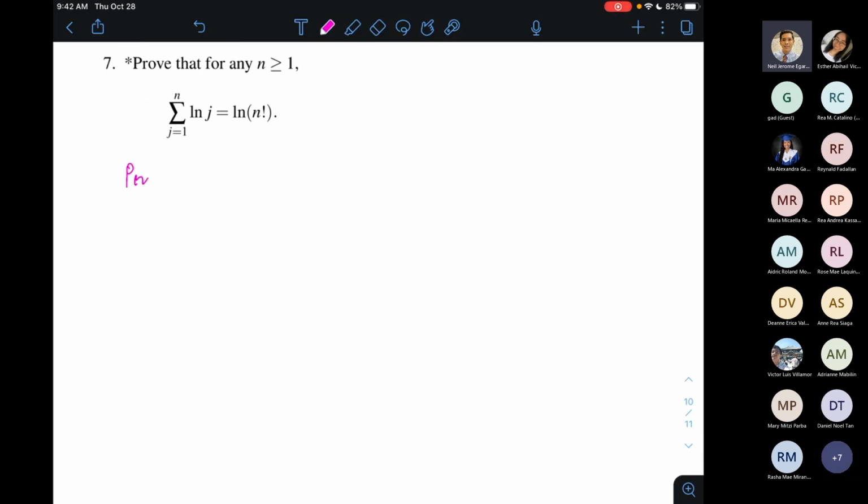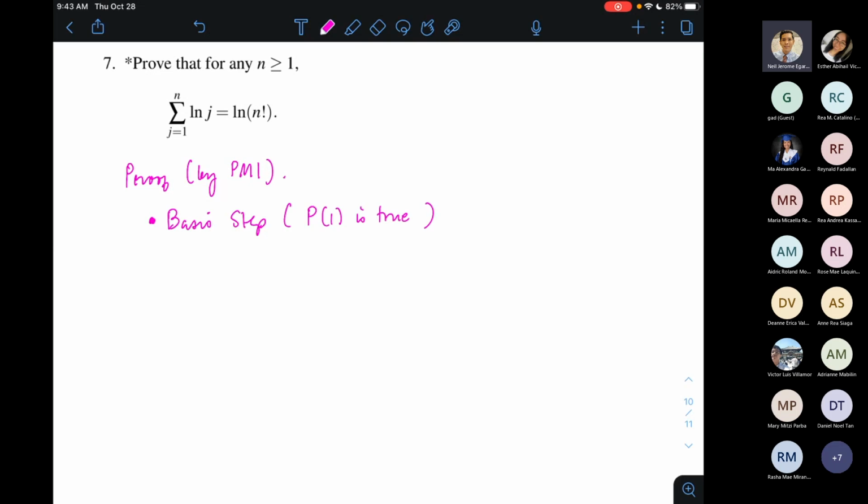So, proof by PMI. Pakita nyo, mas mahaba to kesa dun sa direct proof na ginawa ko kanina. Okay? So, hindi ko na pala kailangan mag-let ng n. So, diretso ako sa basis step. Sa basis step, kailangan nating ipakita na yung statement is true for the least natural number claimed. Sabi ng theorem, totoo siya sa lahat ng n greater than or equal to 1. So, kailangan nating ipakita that p of 1 is true. Right? This is what we wanted to show here.